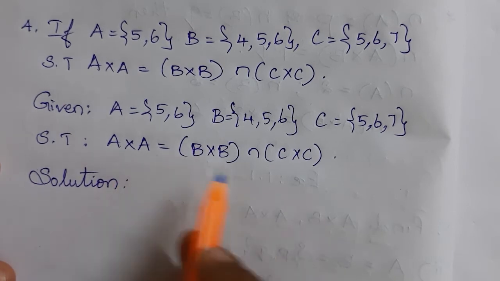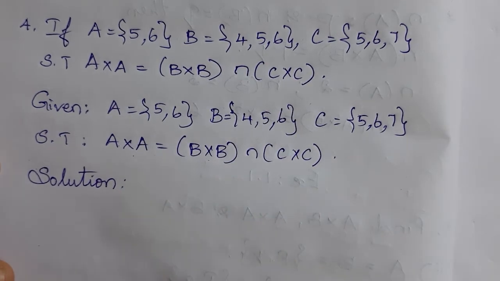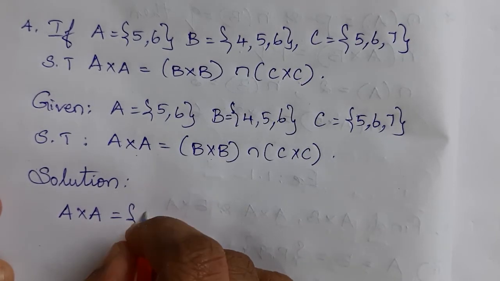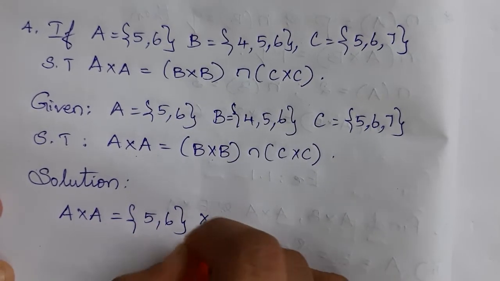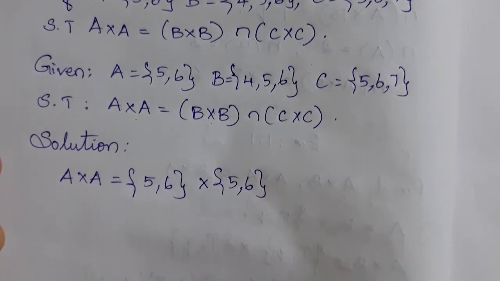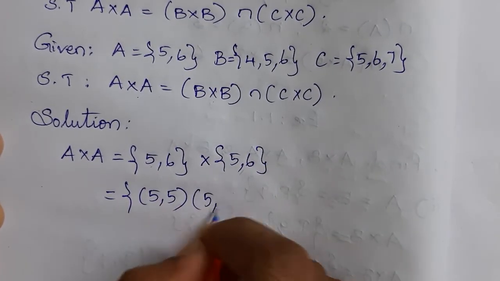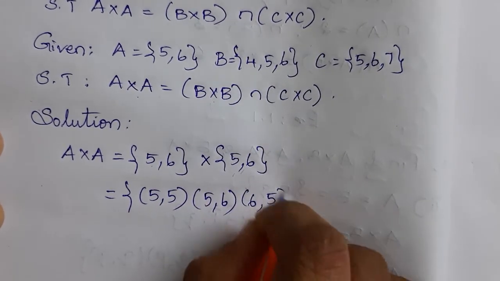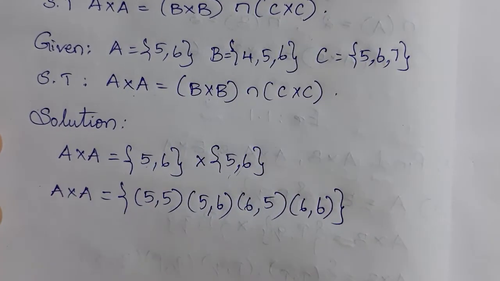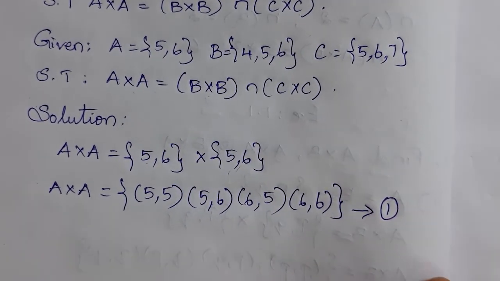You have to show that A cross A is equal to B cross B intersection C cross C. Now solution, let's see how to find it. To show that, the things involved are A cross A, B cross B and C cross C. So first we have to find all these cross products. So first let us find A cross A. A cross A is nothing but A is 5, 6, cross A is again nothing but 5, 6. You have to write the elements in ordered pairs. So 5, 5, 5, 6, 6, 5 and 6, 6 are the elements of A cross A. Let it be number 1, which is your left hand side.